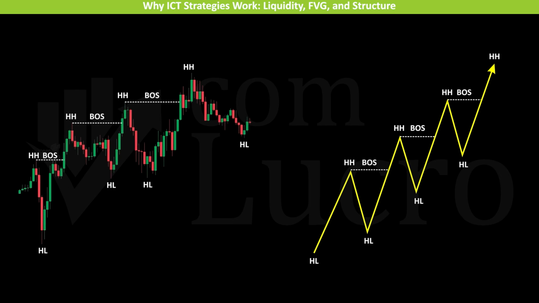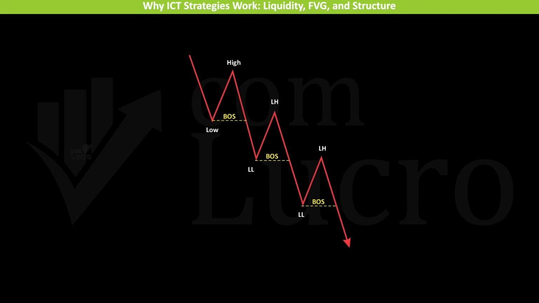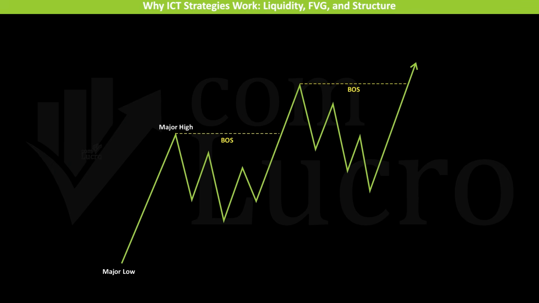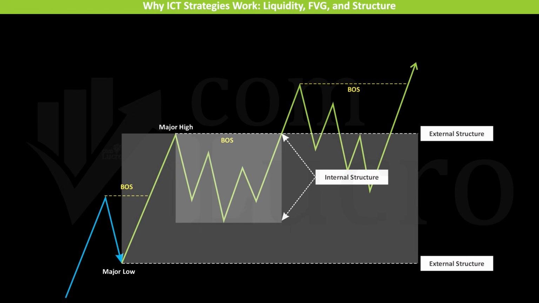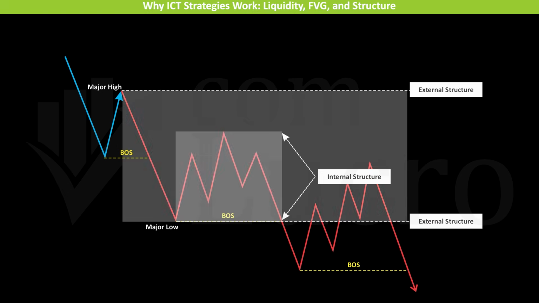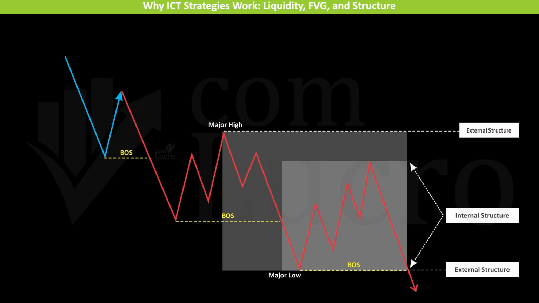In this video, you will discover why some of the most powerful ICT strategies, including the Silver Bullet, Cameron's model, and fair value gap execution, all follow the same underlying logic used by institutional traders. Once you understand how liquidity, market structure, and price delivery truly interact, you will stop blindly memorizing setups and start understanding why high probability moves happen before they unfold.